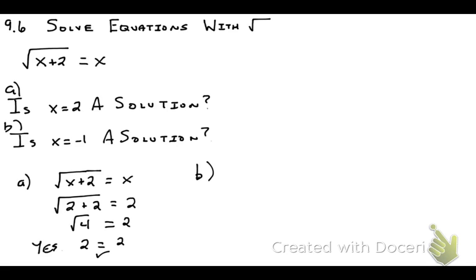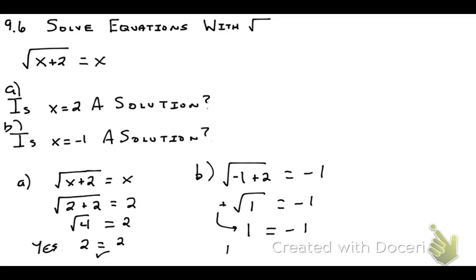B is a little different. We'll plug in negative 1 for x. So the square root of negative 1 plus 2 equals negative 1. Negative 1 plus 2 is positive 1. And the question is, is the positive square root of 1 negative 1? And the answer is no. The positive square root of 1 is positive 1. So this does not check out. The answer is no. x equals negative 1 is not a solution.